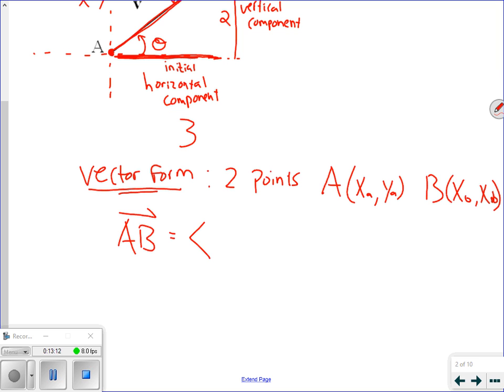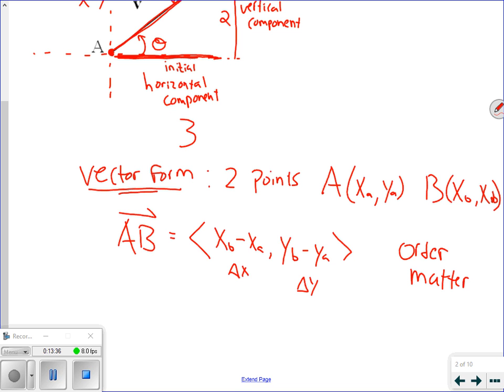And the vector has these little brackets. The x component is the change in x, right? It's the difference from x of B to x of A. And the y value is the difference from y of B to y of A, my delta y, my change in y. Order matters here, people. You want to make sure that you do your ending point B, subtract your starting point A, to get the correct position for your vector.